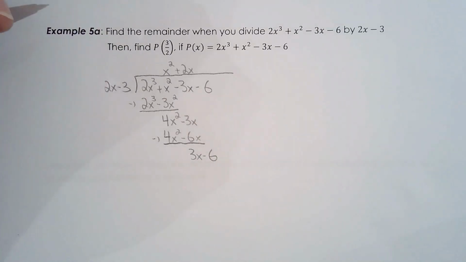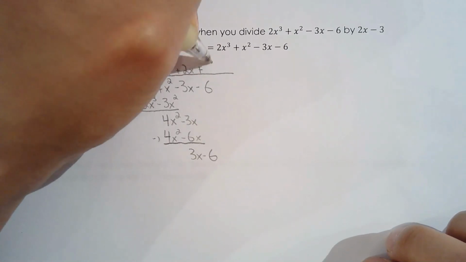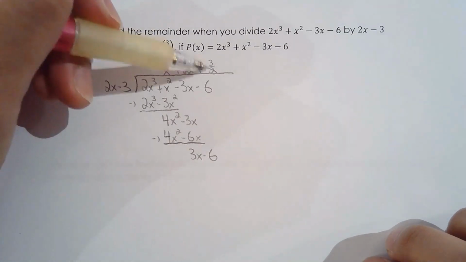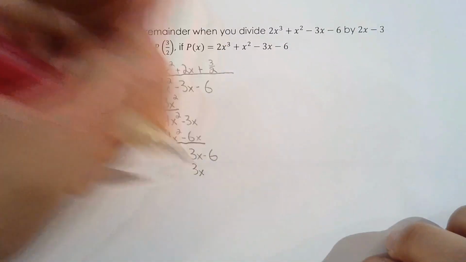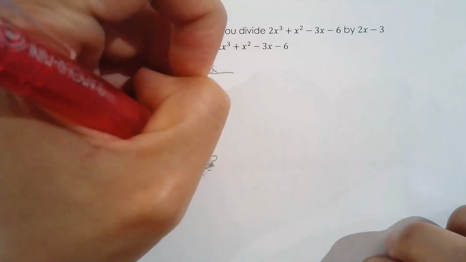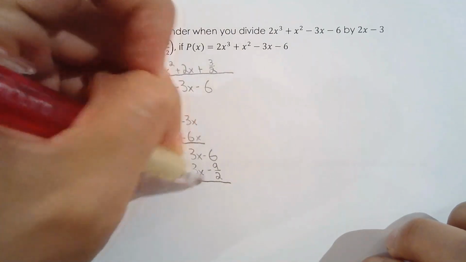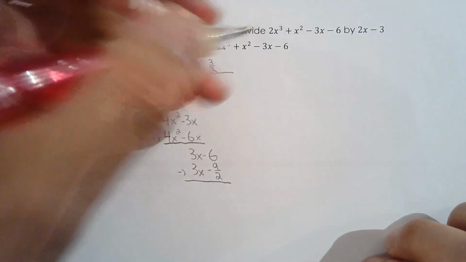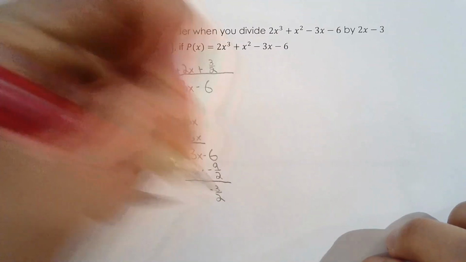2x times what will give me 3x? If you think about it, how about 3 over 2, right? I know it's unconventional, but try it out. 2 times 3 over 2 is 3, so that's going to be 3x. Now negative 3 times 3 over 2 is negative 9 over 2. You can use your calculator, but this is basically 4.5. So negative 6 plus 4.5 will be negative 1.5. So negative 3 over 2.